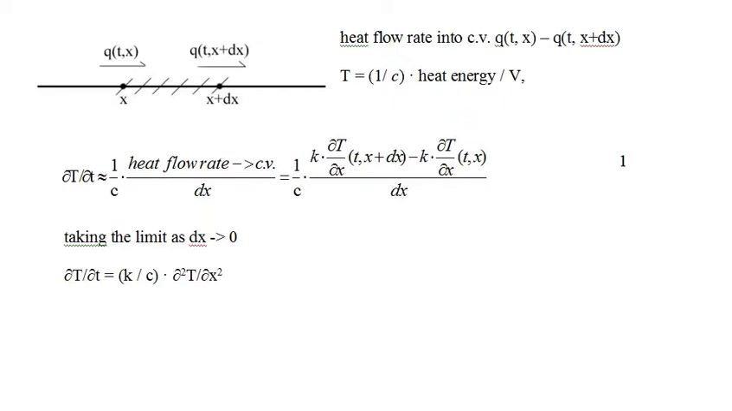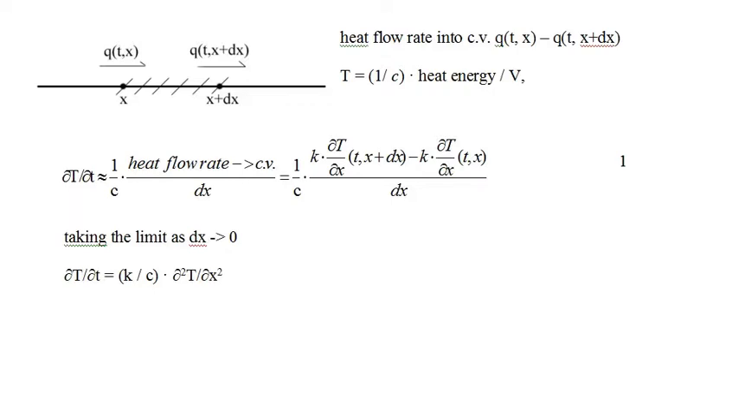Consider the heat flow into a small control volume, the section of a one-dimensional wire from X to X plus dx at time t. The flow rate into the control volume at X is Q of t comma X. The flow rate out of the control volume at X plus dx is Q of t comma X plus dx. So we negate that to get the flow rate into the control volume at X plus dx. And so the total heat flow rate into the control volume is Q of t comma X minus Q of t comma X plus dx.